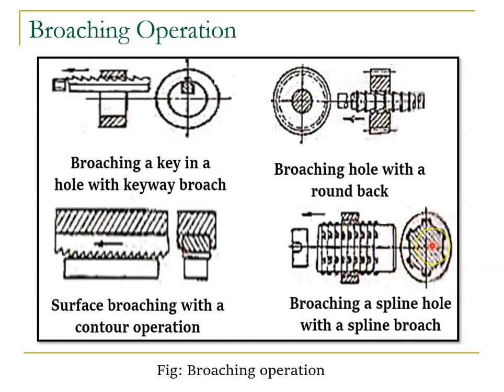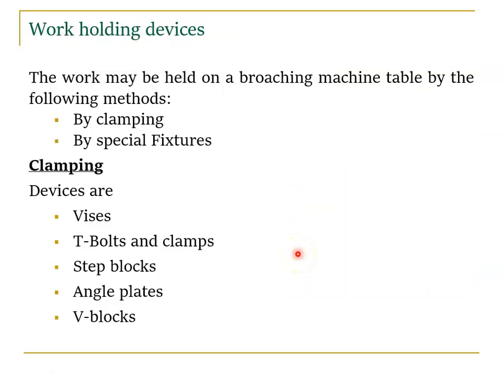But the only limitation is that you need to design the tool. The tool should be in our required shape, so we need to design the tool accordingly. These are the four main processes we can do in the broaching process.